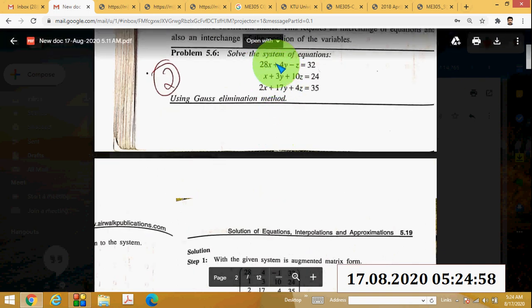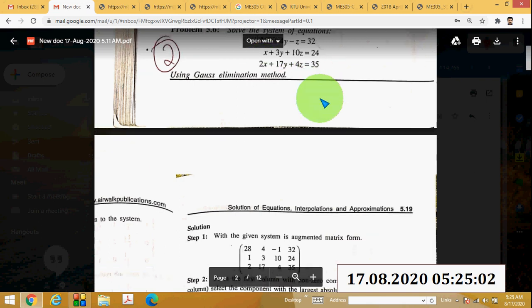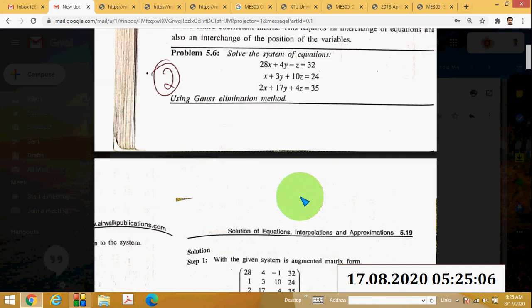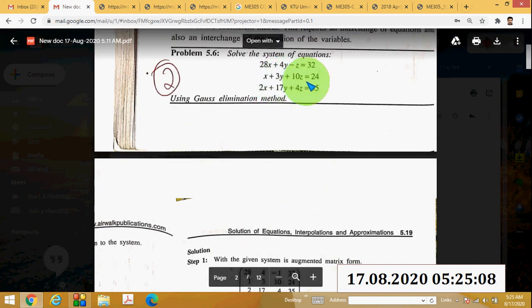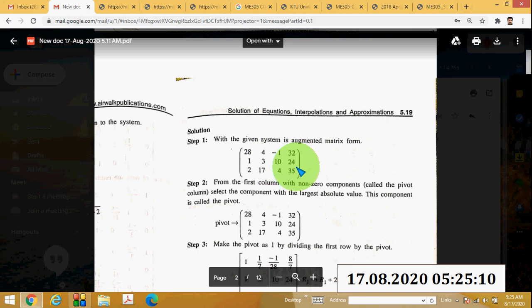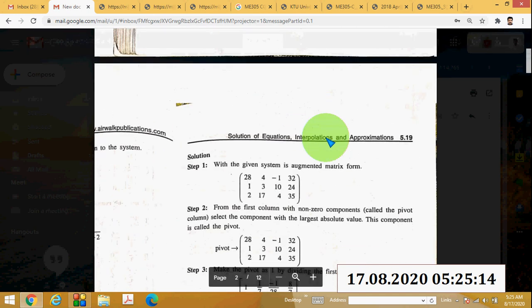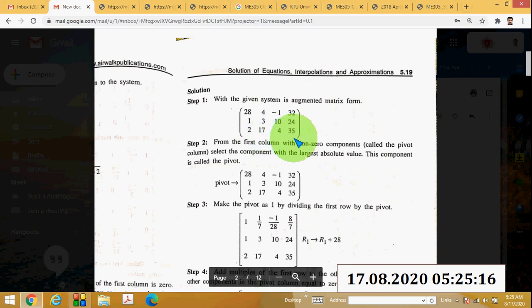What are the coefficients of the first equation? 28, 4, minus 1, 32. So here you can see the first row: 28, 4, minus 1, 32. Then 1, 3, 10, 24. And the next one, 2, 17, 4 and 35.